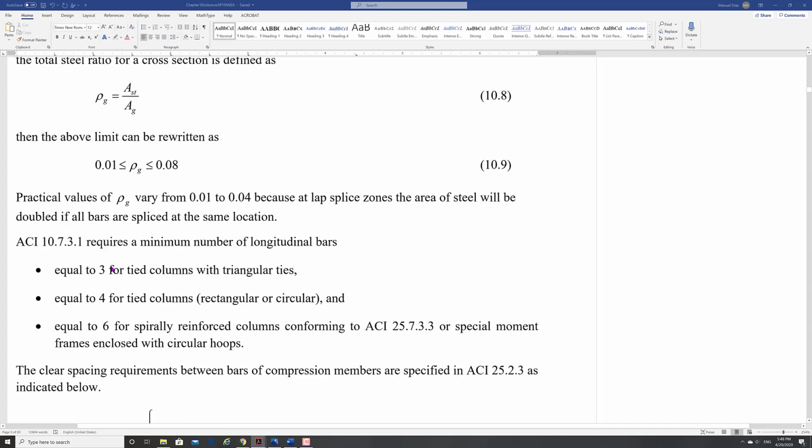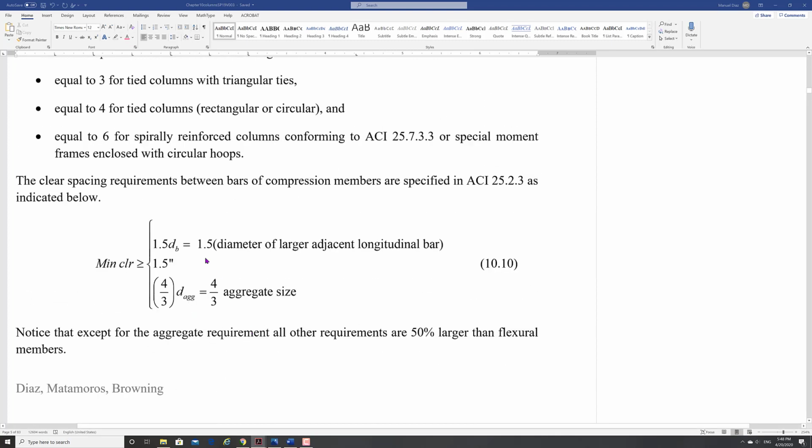We also talk about this. You can have triangular ties. If you have a triangular column, you have to have 3 bars. In other cases, rectangular, square, circular, you will have 4. And for spiral reinforced concrete, you need to have 6 bars to make it a true circular column, right? For a true circular, you want to have 6.